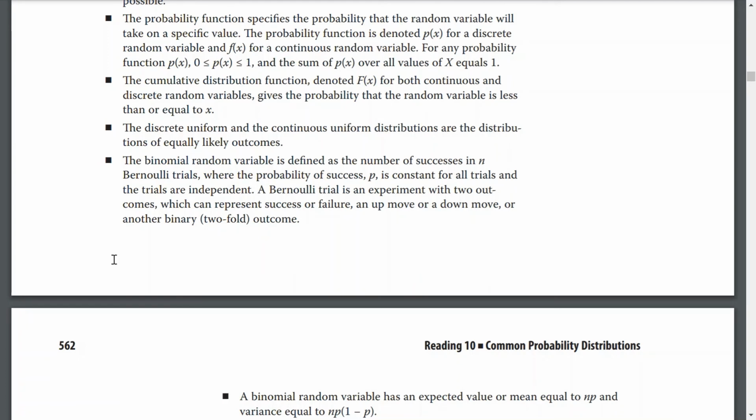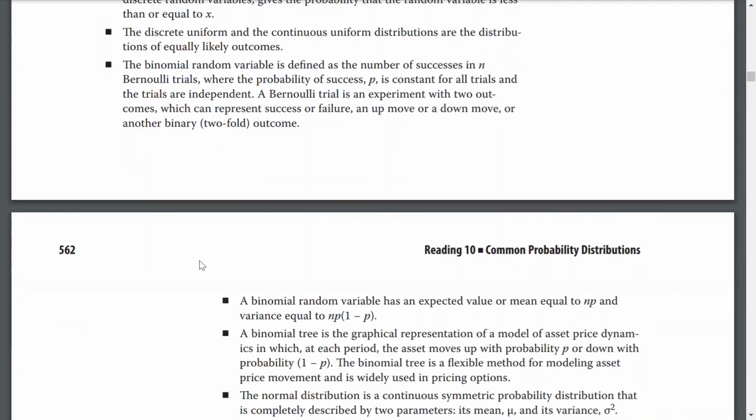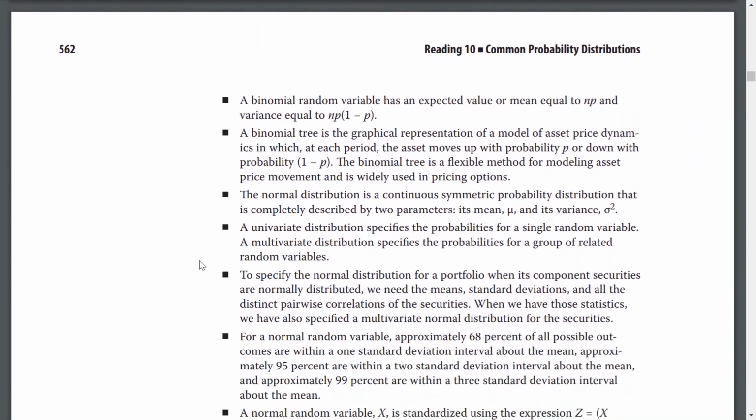The discrete uniform and the continuous uniform distributions are the distributions of equally likely outcomes. The binomial random variable is defined as the number of successes in n Bernoulli trials, where the probability of success p is constant for all trials and the trials are independent. A Bernoulli trial is an experiment with two outcomes, which can represent success or failure, an up move or a down move, or other binary outcomes. A binomial random variable has an expected value, or mean, equal to np and variance equal to np multiplied by (1 − p).